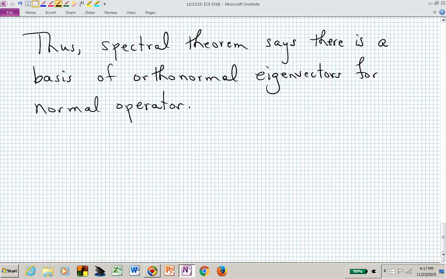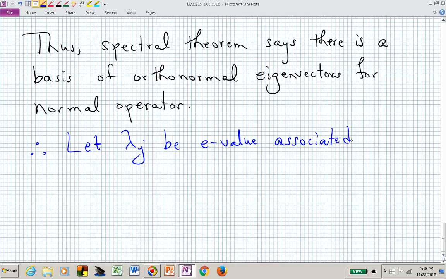If we have eigenvectors, then we have eigenvalues. Let's just pick one. Let lambda sub j be an eigenvalue associated with this orthonormal eigenvector E sub j. So now we've matched up the eigenvalues with the corresponding eigenvectors.